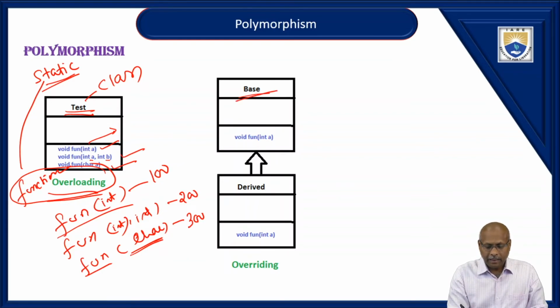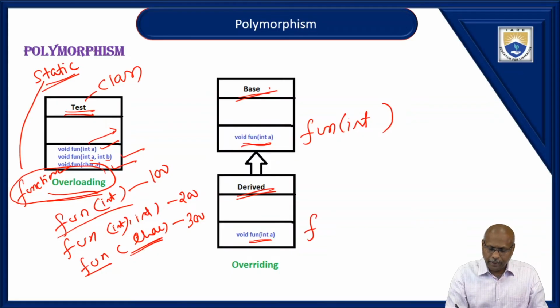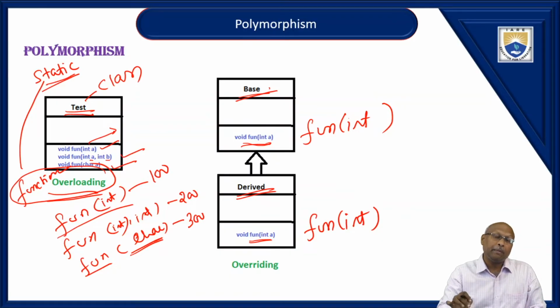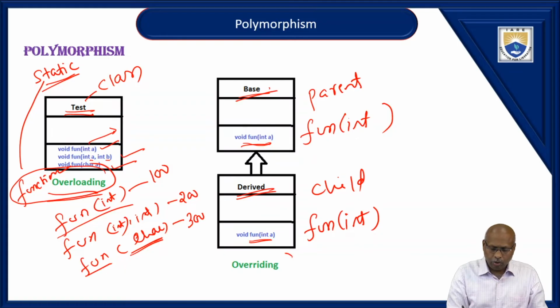There is a class called base class and there is a class called derived class. That means one is the parent and the other is the child. There is a function called fun int a in the parent and a function called fun int a in the child. Same function name, same parameter. Here the function is fun with two integer parameters, here also fun with two integer parameters. So whenever you have the same function name and same parameter in parent as well as in child, that is called function overriding.